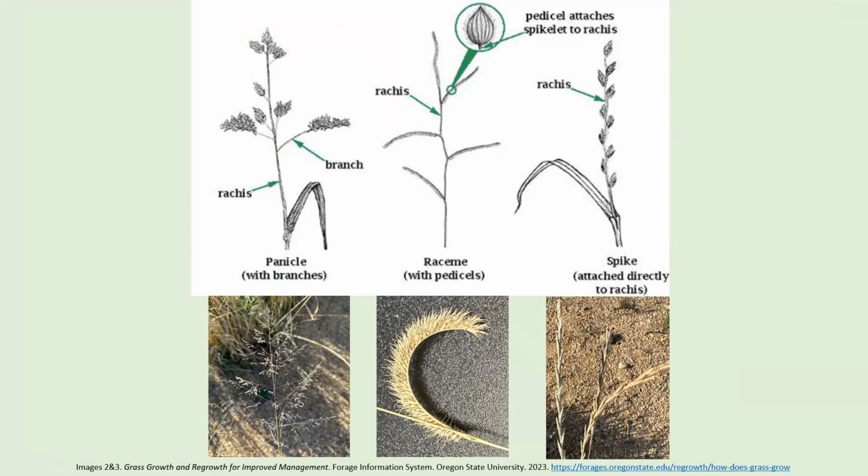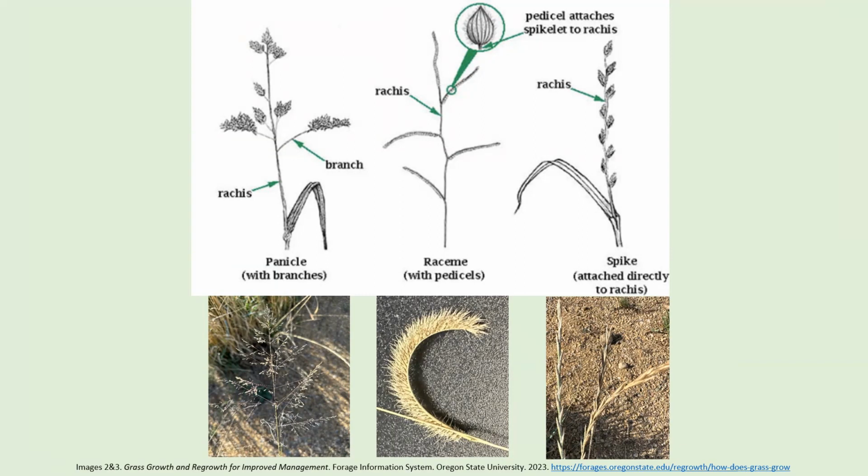We're going to skip over to the far left, a spike. So a spike will have the spikelets directly attached to the rachis. So some examples of that would be western wheatgrass, barley, or timothy.